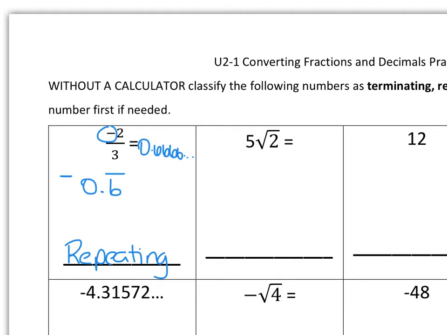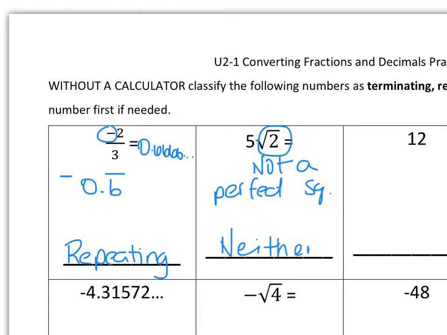So if we were to do 5 times the square root of 2, the square root of 2 goes on forever and ever with no pattern. So because this number here is not a perfect square, this is going to fall under the neither category because it won't have a repeating pattern and it won't have a terminating pattern.